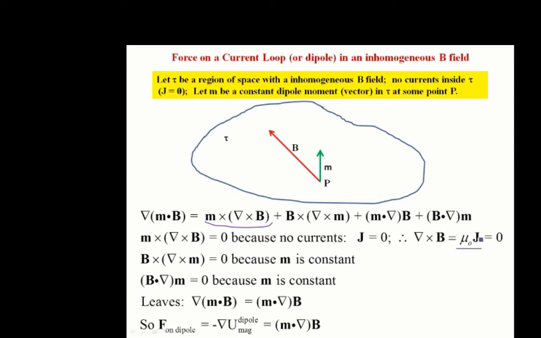If j is 0, then the curl of B is 0. So we can set this equal to 0. M is a constant, so the curl of M is equal to 0. And so this is equal to 0.